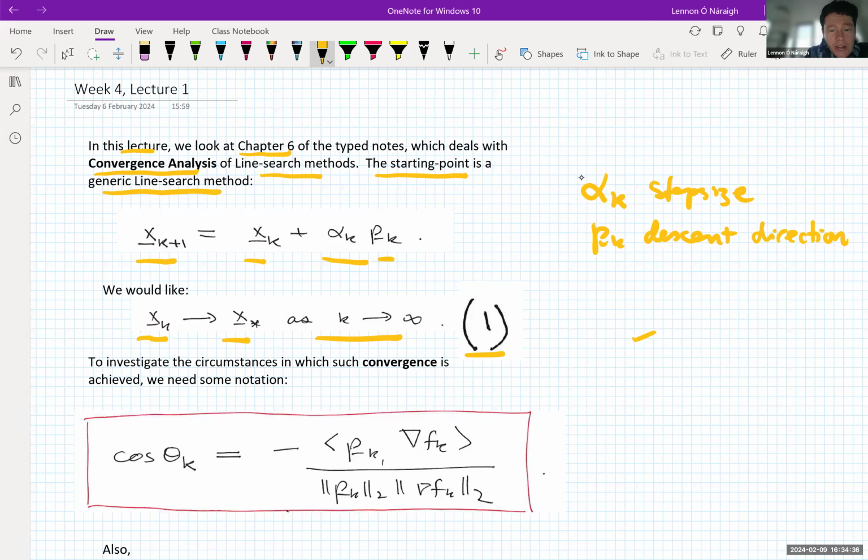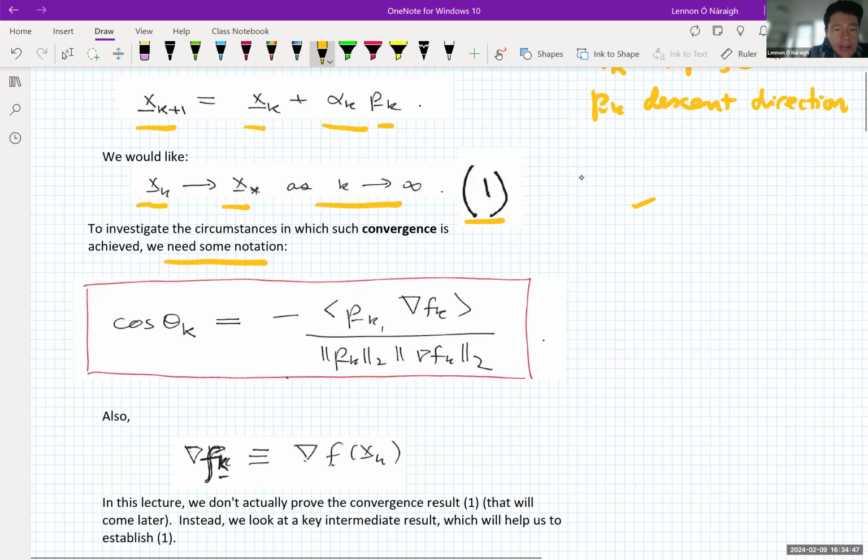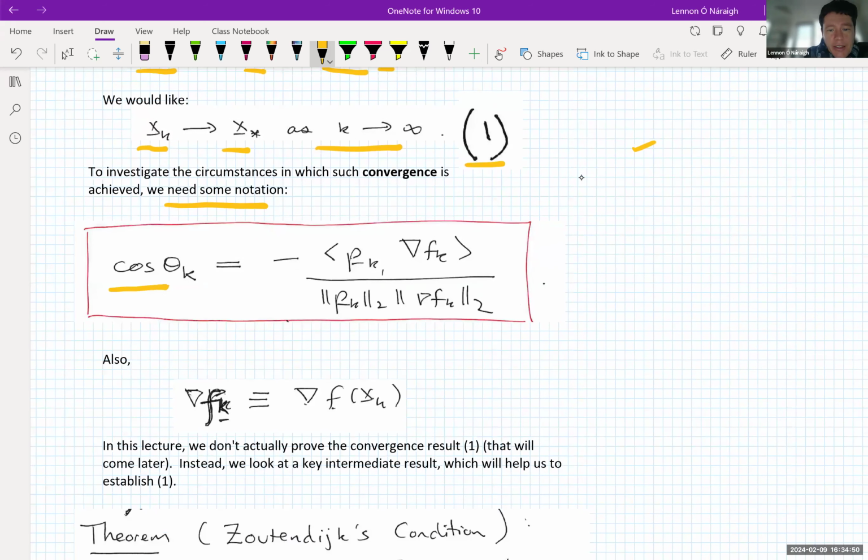So to investigate the circumstances in which the convergence expressed in equation 1 is actually achieved, we need some notation. And for that reason, we introduce the cosine of theta k, and this is the angle between the descent direction and the gradient at iteration level k. And here we're just using some obvious notation that grad f k with the subscript here is the same thing as gradient of f evaluated at the present iteration k.